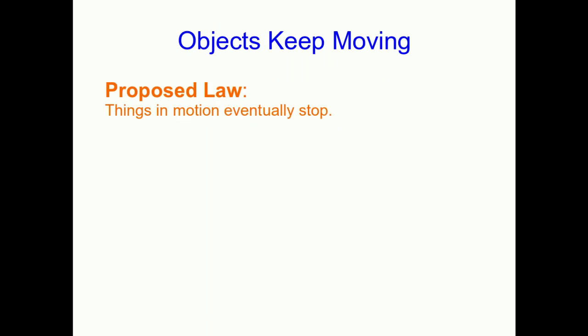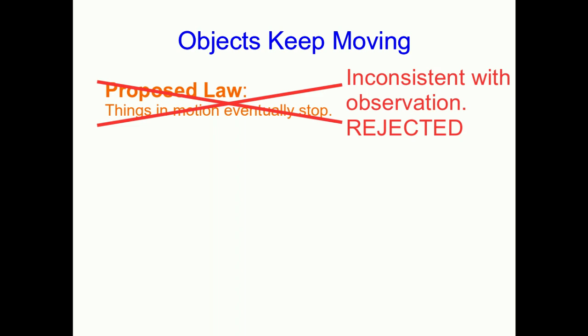Where does this leave us with our proposed law? I hope you see that this tells us this proposed law was wrong. It's inconsistent with our observations. We have to reject it. Things don't just eventually stop, certainly not of their own accord. There are interactions that may or may not bring them to a stop, and we even have ways to get rid of or at least minimize those interactions.